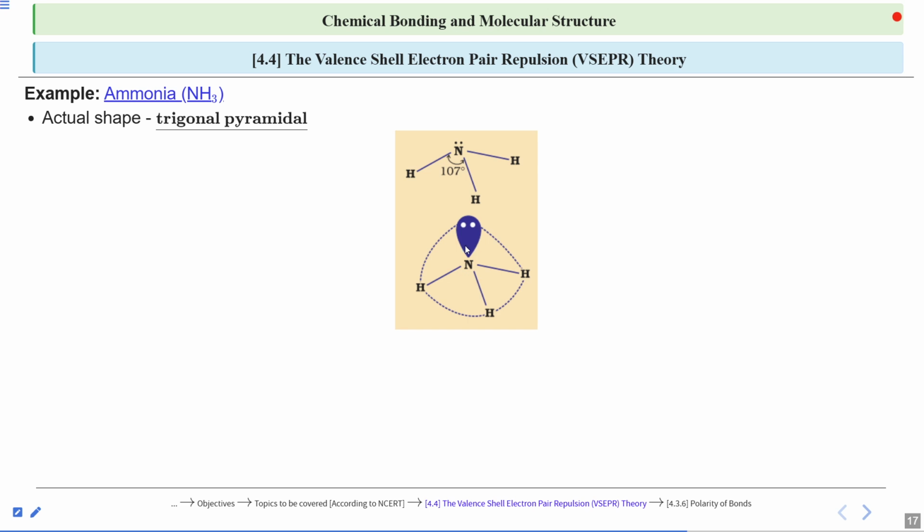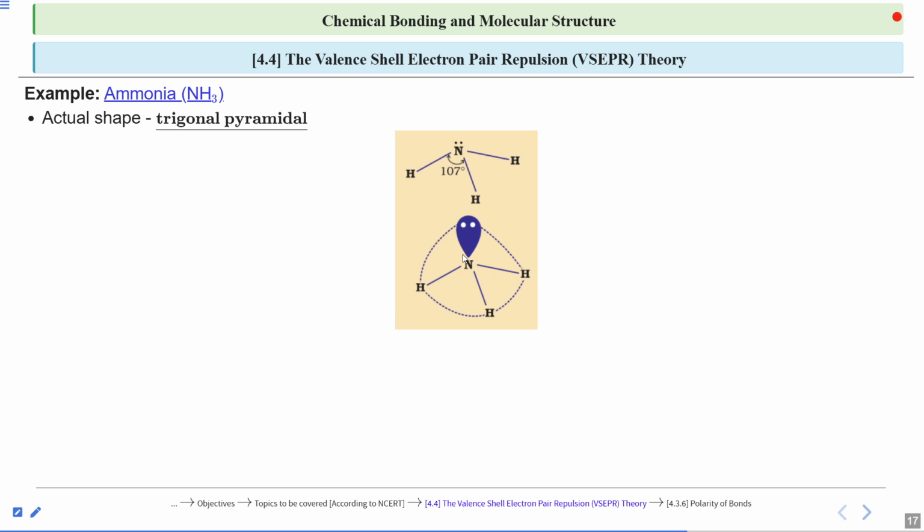So this is the shape of that. Okay. If I do not consider the lone pair and simply consider this NH3 molecule, then it is looking like a pyramid. There are 3 hydrogen atoms and 1 on the top. So this is a trigonal pyramid. But if you consider the lone pair as well, your shape would be different.